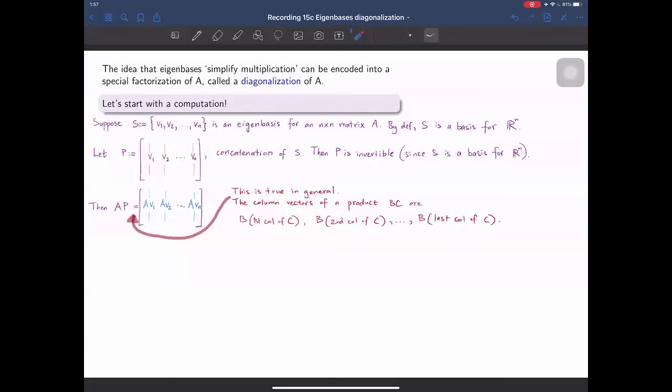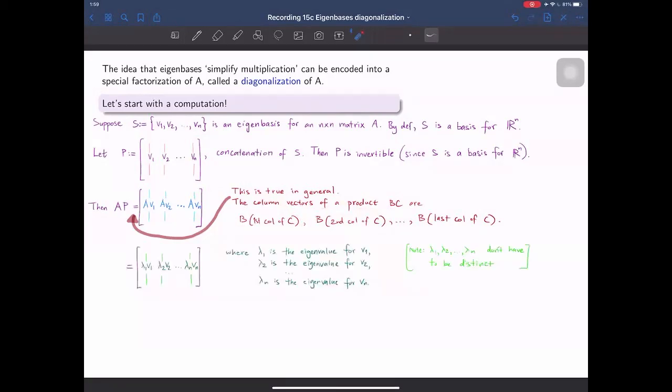I can then multiply P with A on the left. And when I do that, that is the same as replacing each of the columns of P with the matrix A times the column vectors. This is true in general. If I have two matrices, B and C, then taking the product BC would give me a matrix where the column vectors are exactly B times the first column of C. So this would be the first column of BC. And then the second column of BC would be B times the second column of C, and so on.